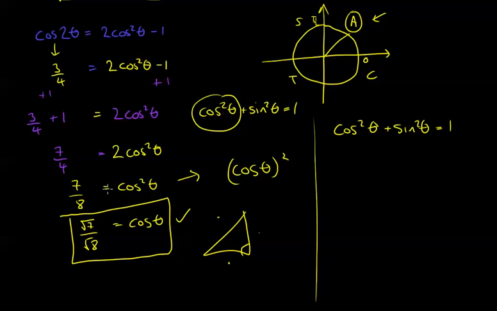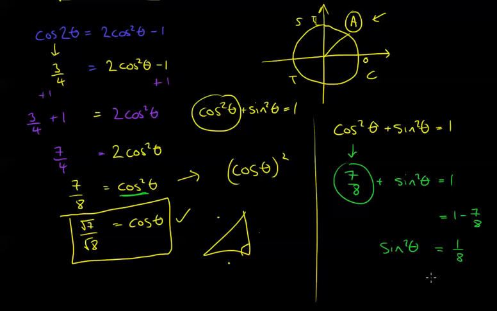If you look back a step, we actually know what cos squared theta is. It's 7/8. So I can replace that with 7/8 plus sine squared theta equals 1. So I can get rid of that 7/8 by subtracting it. So 1 take away 7/8 is 1/8, and that's sine squared theta. Remember, that's the same as something squared, so square root it. So sine theta equals 1 over root 8.